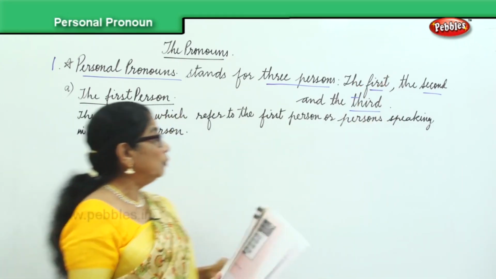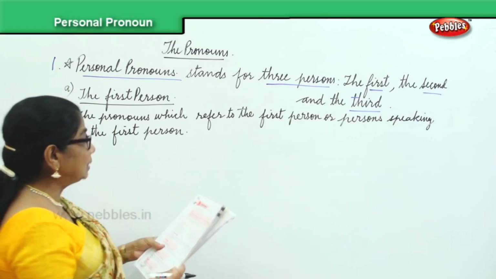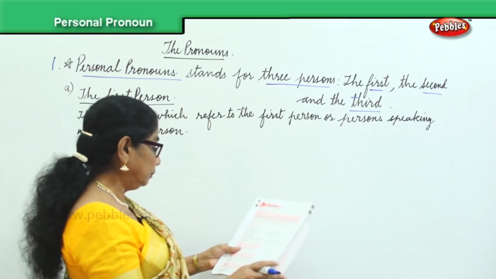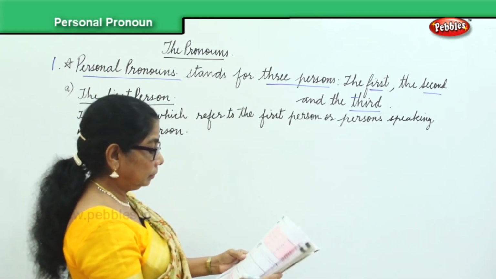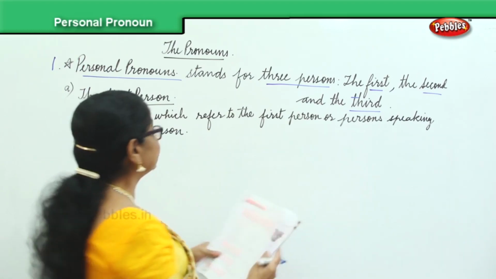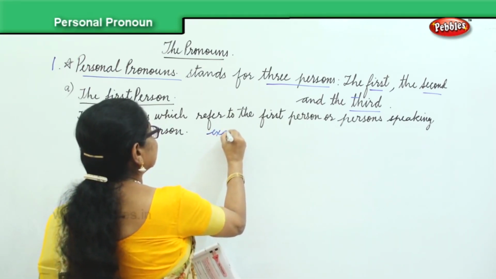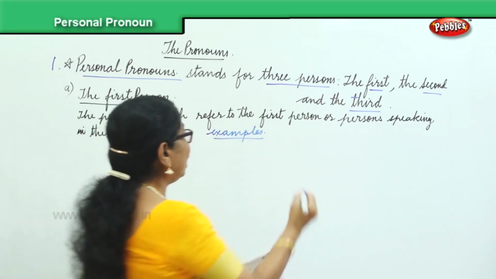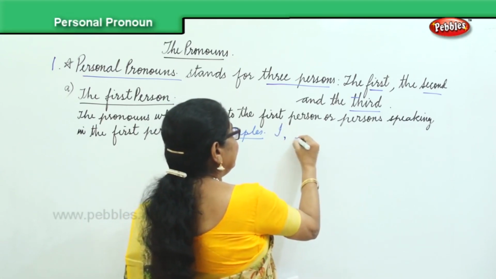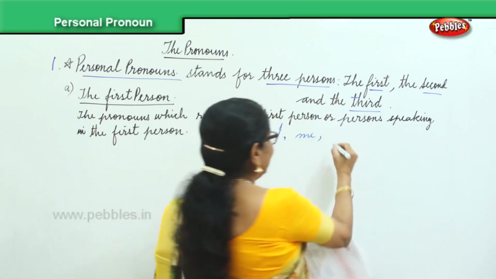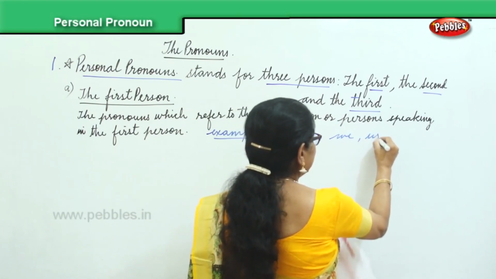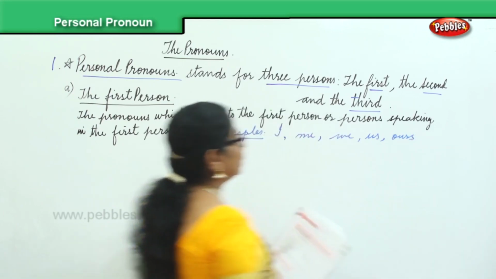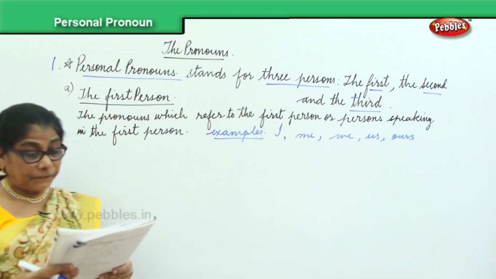For example, when you say the first person, examples are I, me, we, us, ours, mine, all that. So we are talking about the first person.